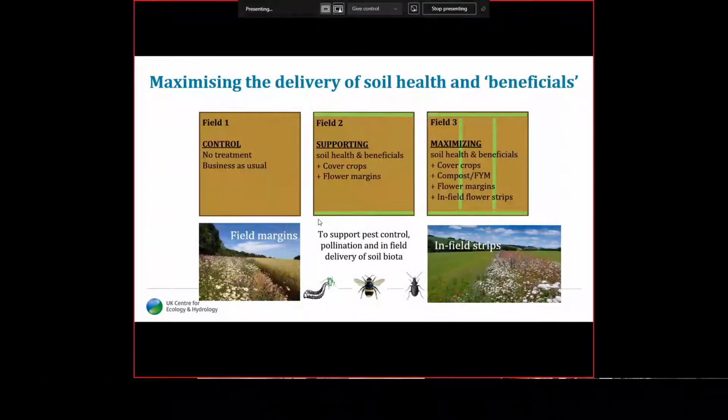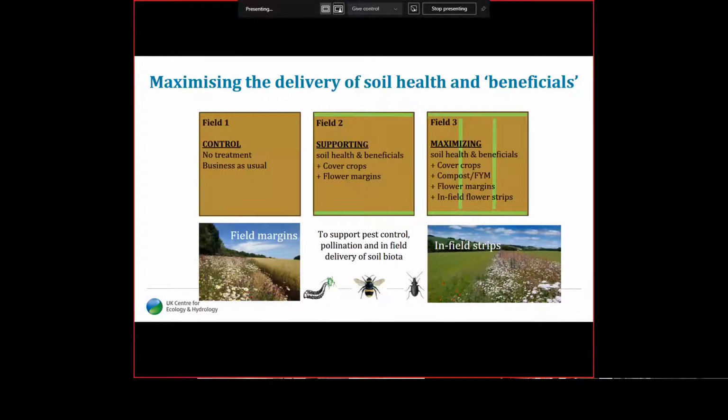So the experiment: this is 20 farms, and we have the same setup on all 20 farms. Each farm has provided us with 3 fields on the same soil type and in the same part of the rotation. The first field is the control, which is no intervention, business as usual. The second field is what we call supporting beneficials, or IPM, and soil health.